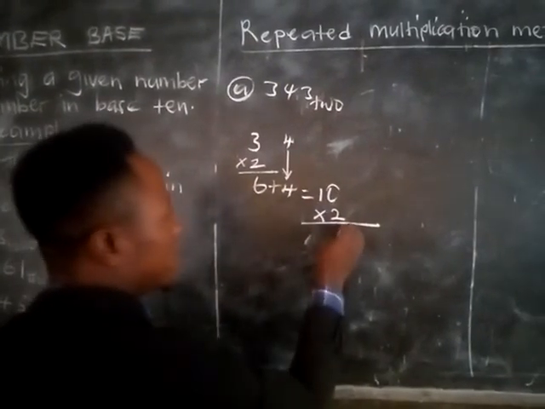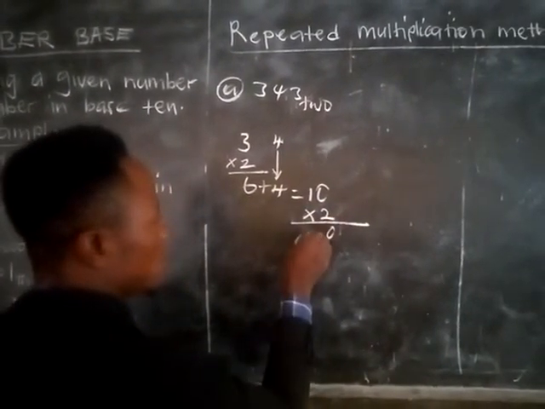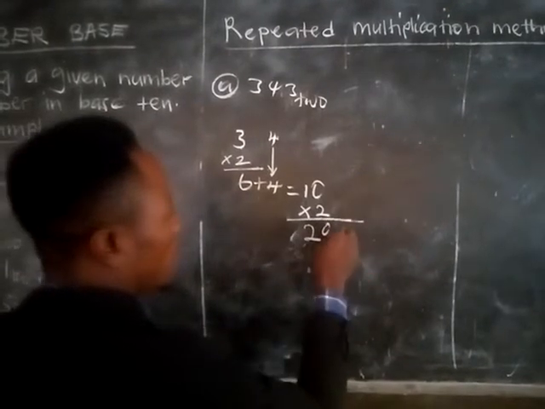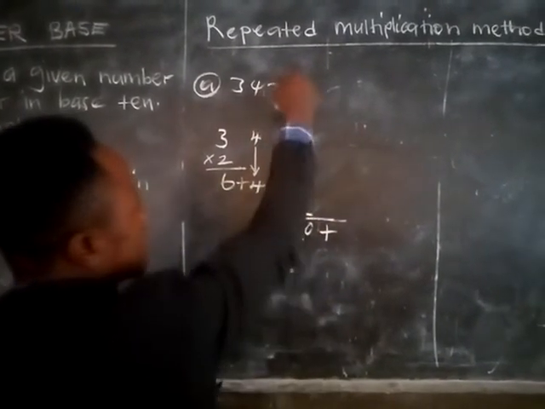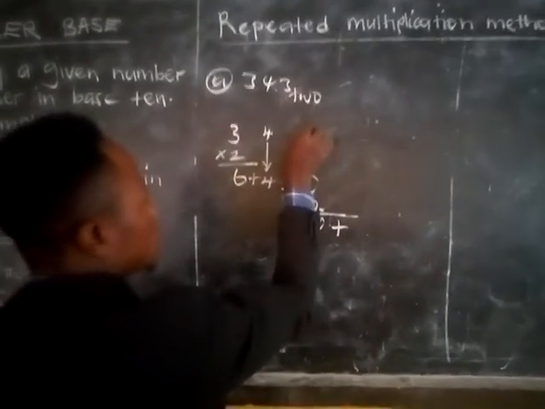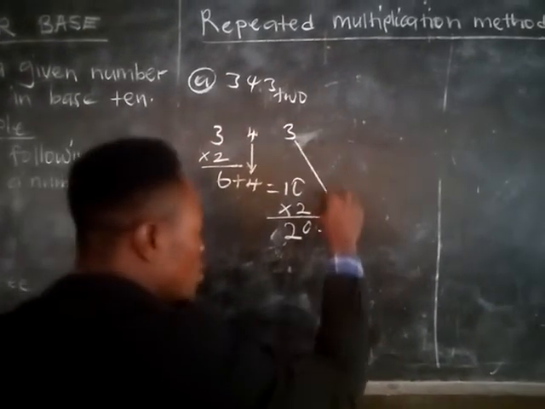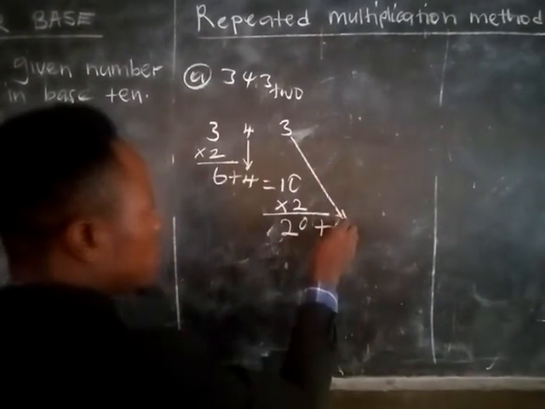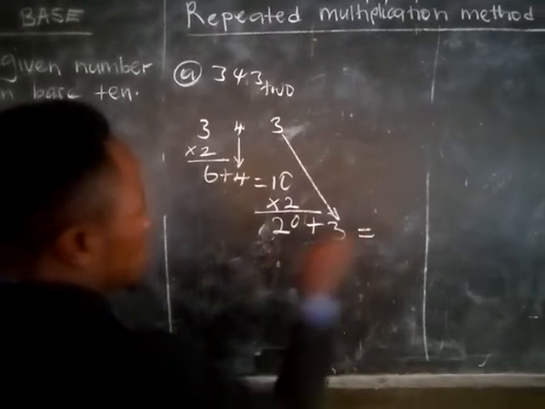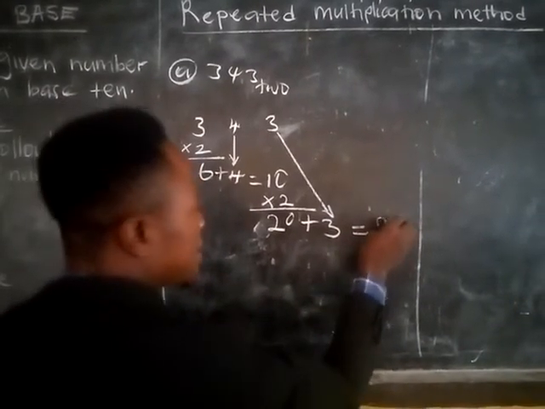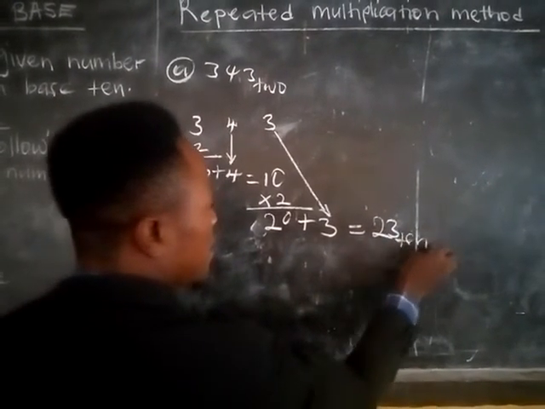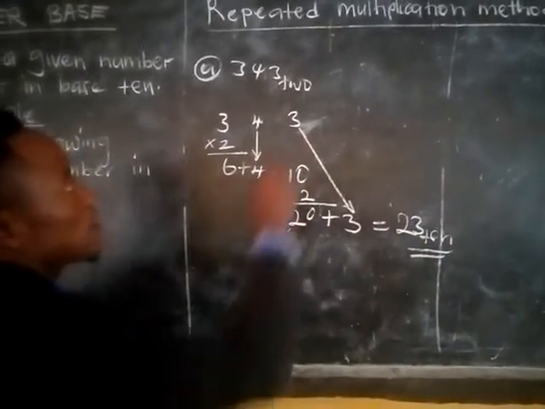2 times 10, we have 20. Plus, here comes the last digit, which is 3. So the last digit again should be added. 20 plus 3, we have 23 base 10. Take notes.